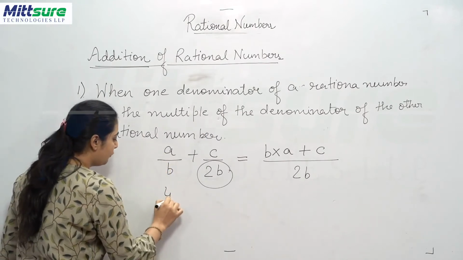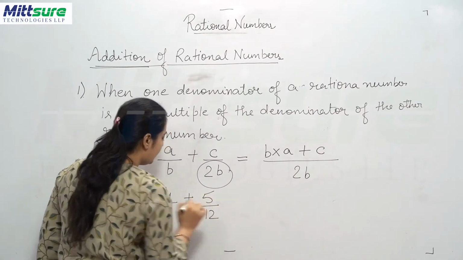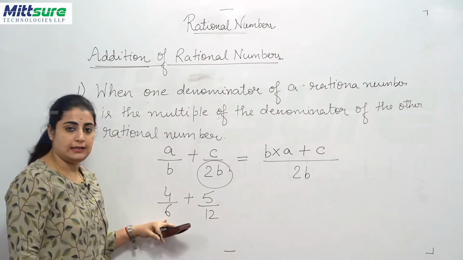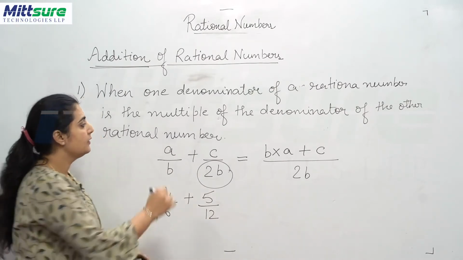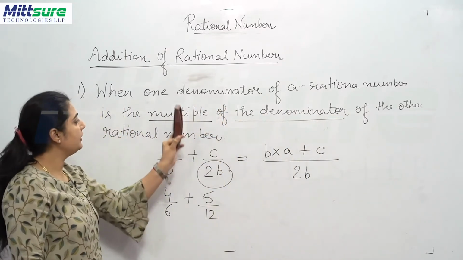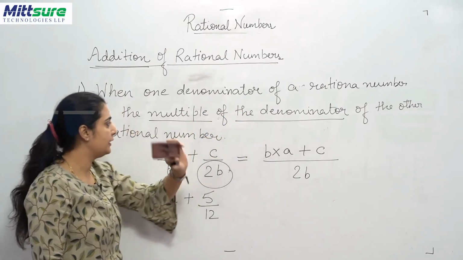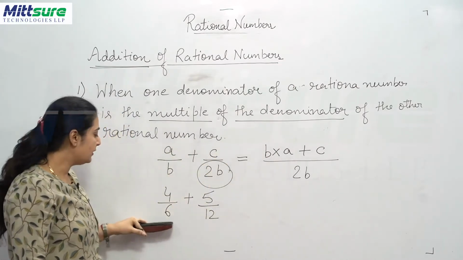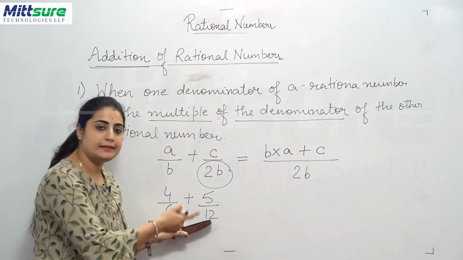Here I have 4 upon 6 plus 5 upon 12. Can you see that 12 is the multiple of 6? Here this denominator 12 is a multiple of 6, which we are talking of here. Clear? Here we have spoken about that one of the denominators of the given rational numbers is a multiple of the other denominator. So here 6 is that denominator and its multiple, that is 12, is the other denominator.